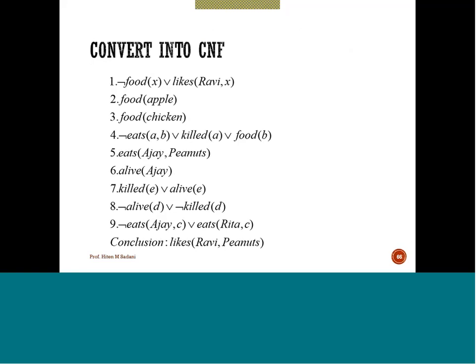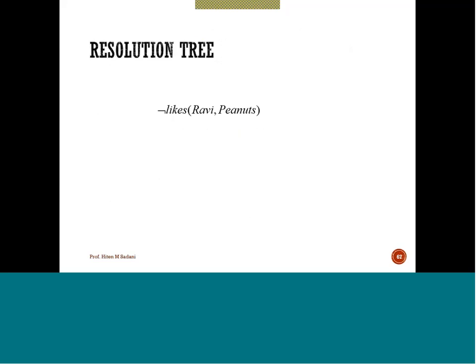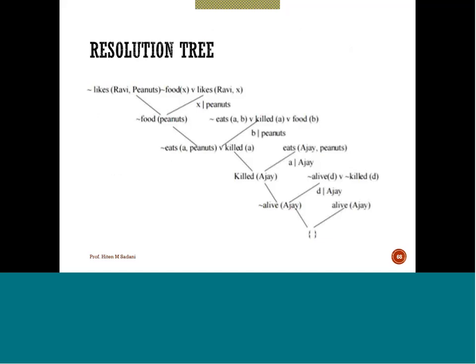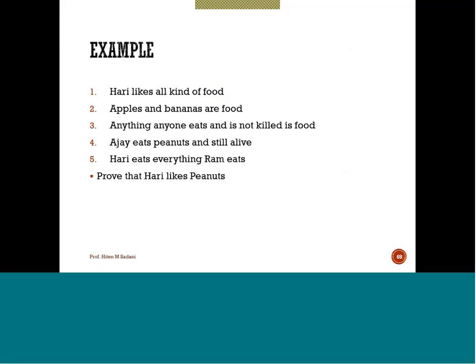Second, here I have converted step by step, and also in the PPT. Then the negated conclusion, and this is the resolution tree for that example. You can see whatever unification is there: X, B, A, D. Each and every time we are placing different variable names, as you can see here. Likewise, this is the negation, and this is the empty clause. This empty clause can lead to the conclusion, which we have already discussed, so I'm not discussing it now.